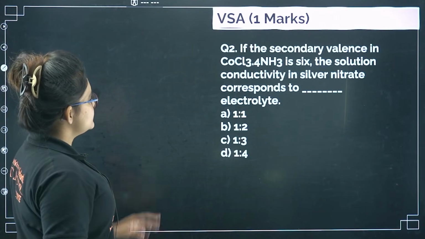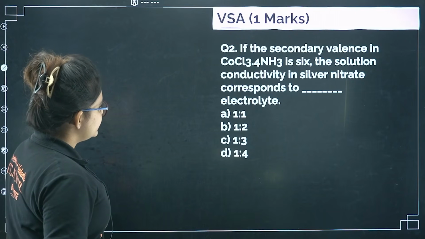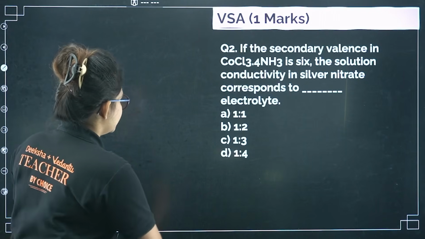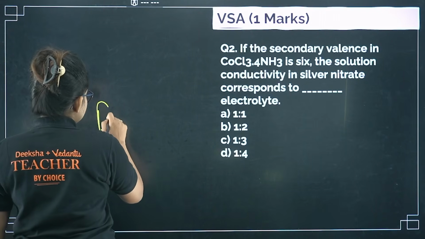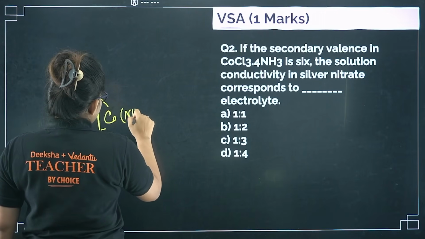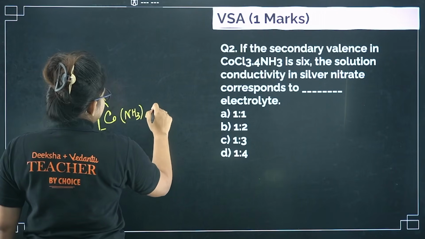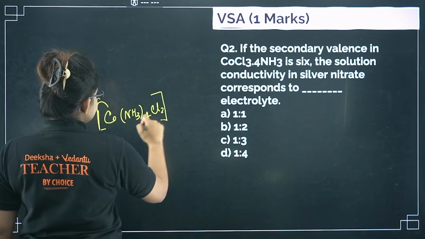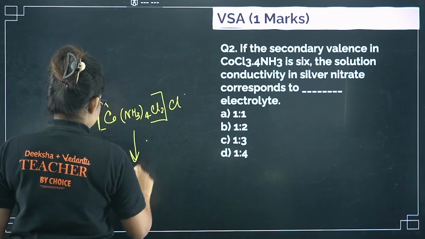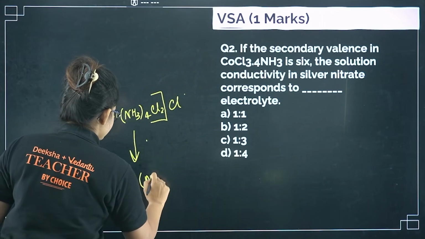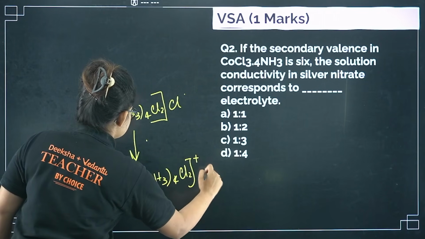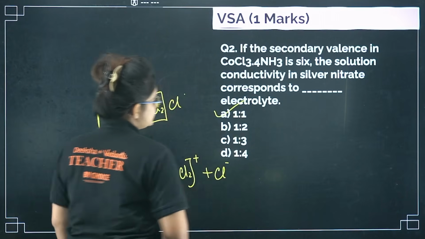If the secondary valency of CoCl3·4NH3 is 6, the solution conductivity in silver nitrate corresponds to, okay, let me draw the compound at first. So Co, let's take [Co(NH3)4Cl2]. So you can see secondary valency is coming 6. So outside there will be 1 Cl. So if now it dissociates, it will form [Co(NH3)4Cl2]+ plus Cl minus. So it is a 1:1 electrolyte.